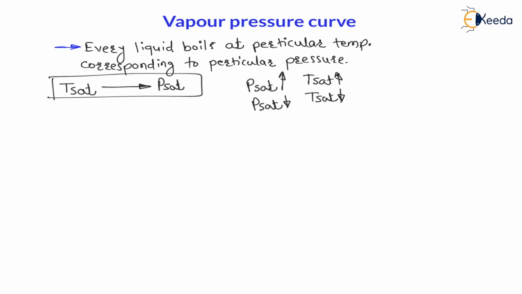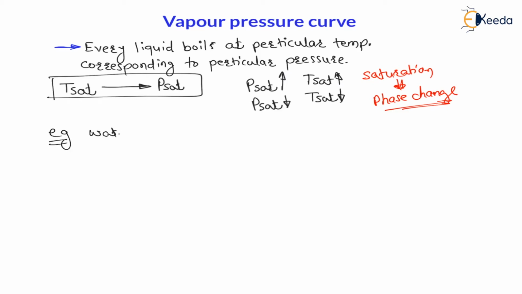Therefore, here we can understand like this: saturation condition is nothing but a phase change. At this condition, there will always be a phase change. Right? At saturation condition, there will be a phase change, and boiling is a phase change. In boiling, the liquid is converted into vapor. Right? Whenever a liquid starts boiling, it will boil at a particular pressure corresponding to a particular temperature. Let us take an example.